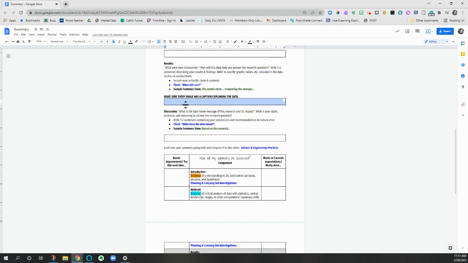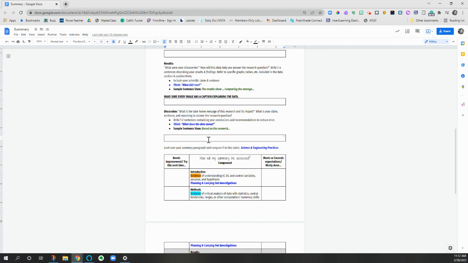Then you're going to take your results, everything you just learned, everything you just explained, and say, okay, what's the take-home message? What's my claim? What's the evidence? And what's the reasoning? So this 1 to 2 sentences right here is going to be our good old-fashioned claim, evidence, reasoning. We're going to answer the research question and say what it means. We're going to use the sentence stem, maybe based on the research, and that's how we're going to start that right there.